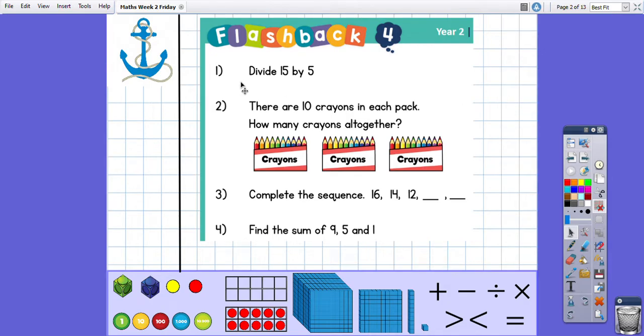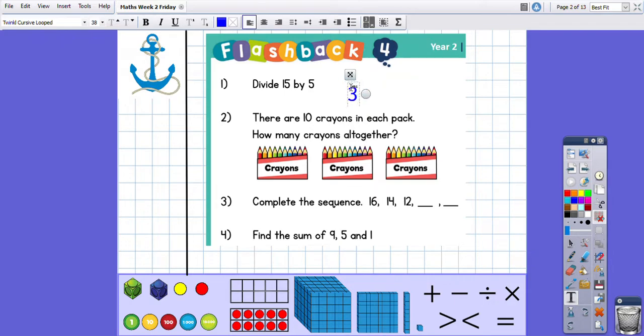So, question number 1. Divide 15 by 5. There are lots of ways you can do this. You can do it mentally if you know your 5 times table and the division facts, or you could draw out 5 groups and share 15 between the 5 groups. But 15 divided by 5 is 3.